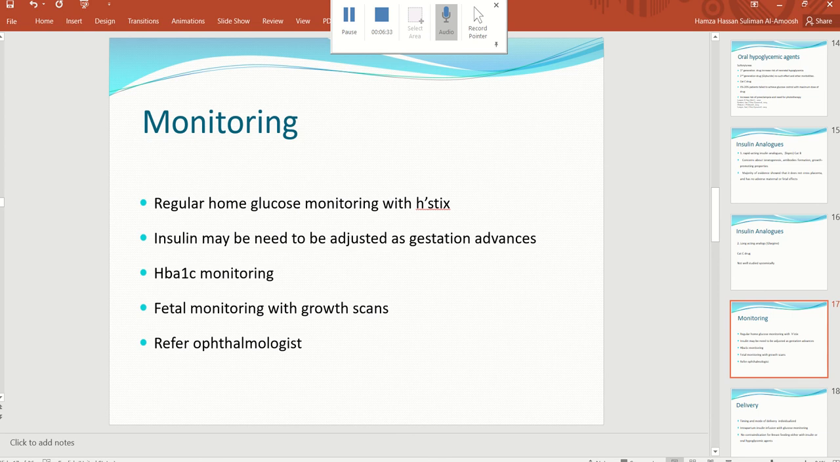How do we monitor the diabetic patients? First of all, we want to monitor the glucose by home glucose test. We can also monitor by checking the glycosylated hemoglobin, which gives us an idea about the control over the last 3 months. Regarding the baby, we have to monitor the growth. As we said, the insulin will cause overgrowth of the baby and macrosomia, so fetal growth monitoring is mandatory. Also, we need to refer the patient to an ophthalmologist to check the retina.